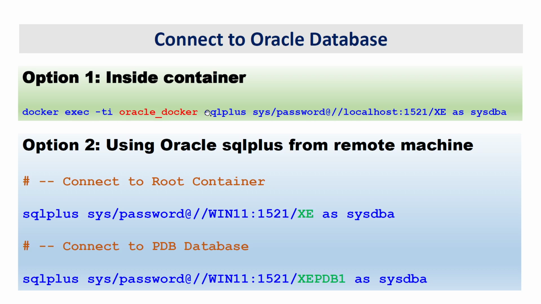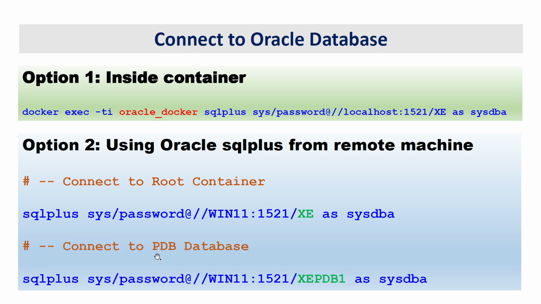If you don't want to connect using the Docker, and if you have Oracle SQL Plus on a remote machine, such as on a Unix terminal or a Windows machine, you can connect to the root container. You can specify the name of the machine where the Docker container is running. So sqlplus sys/password@Windows11. This is where the Docker is running, then the listener port, and XE, and this will connect you to the root container.